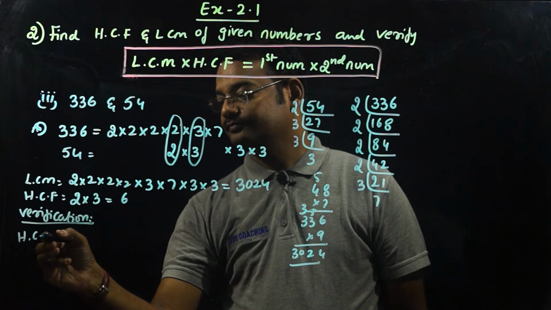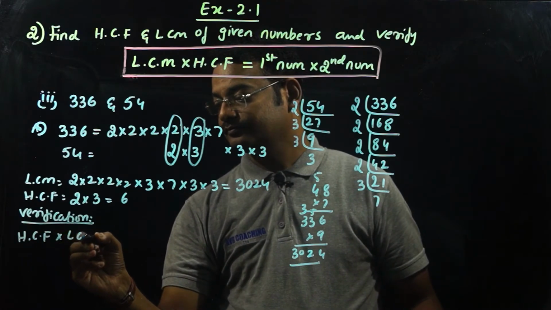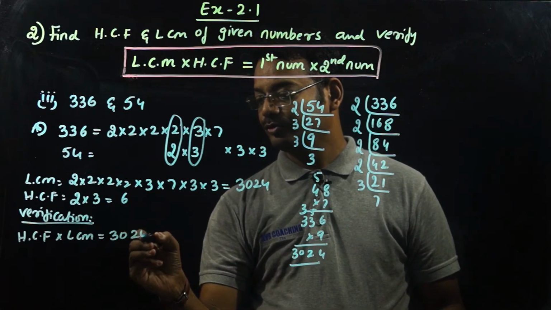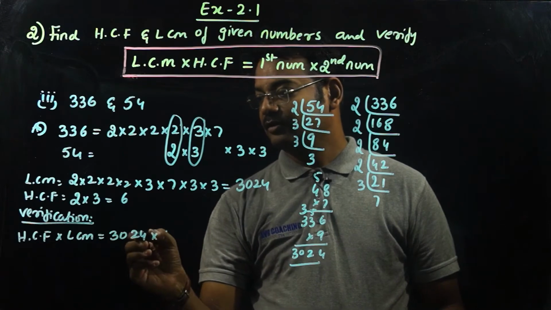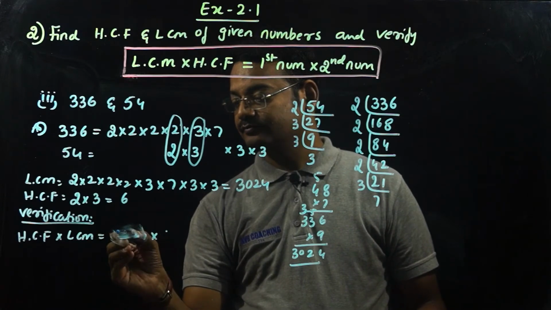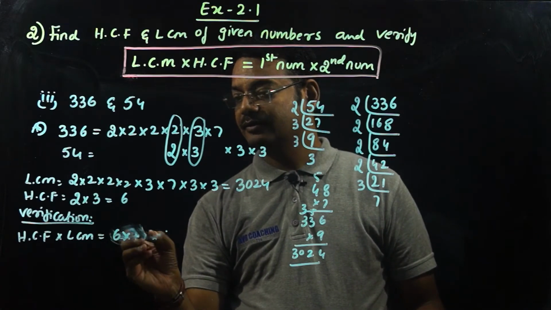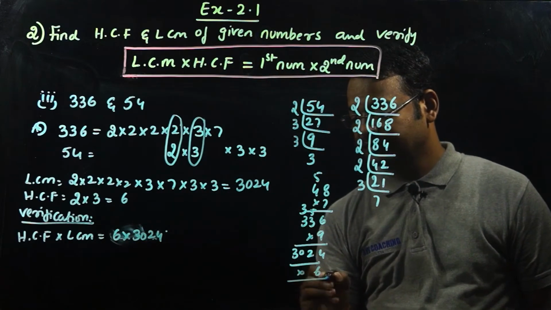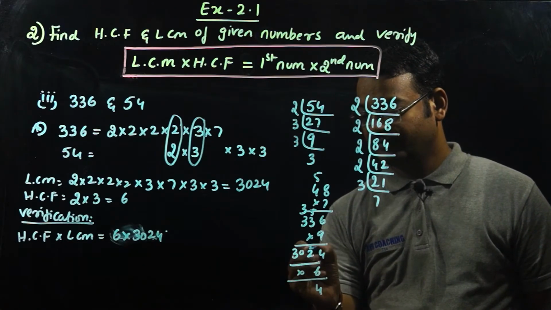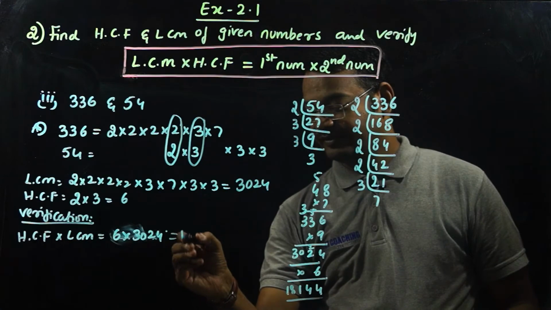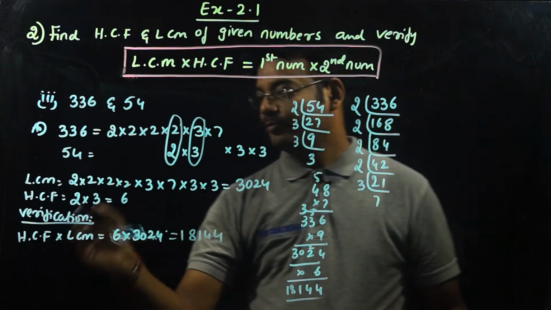HCF into LCM is equal to, HCF is 6 and LCM is 3024. So 3024 into 6, 6 4s are 24, 12, 13, 14, 3 6s are 18. So the product is 18144.